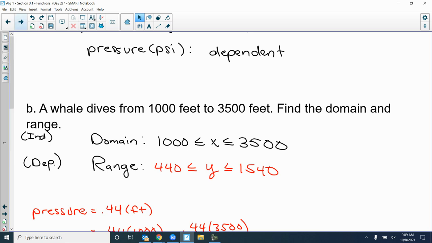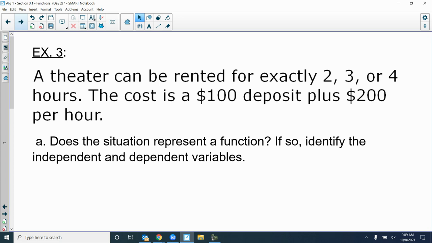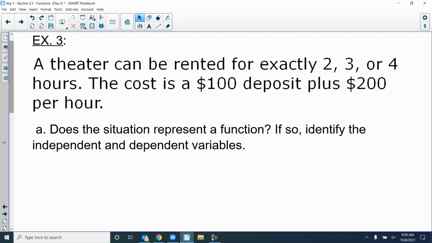All right, take a look at that last one there. See if you can identify the independent and dependent variables. I'm going to tell you it's a function just so you don't have to worry about that. See if you can identify independent versus dependent. If you're not quite sure, don't write anything down so you have to erase it. Just wait, and we'll put it down.